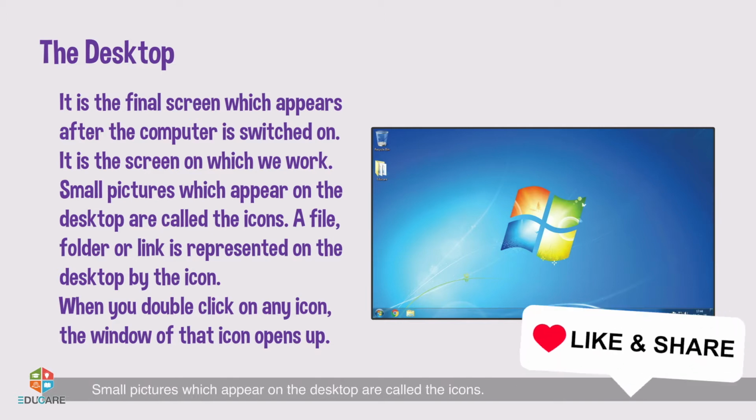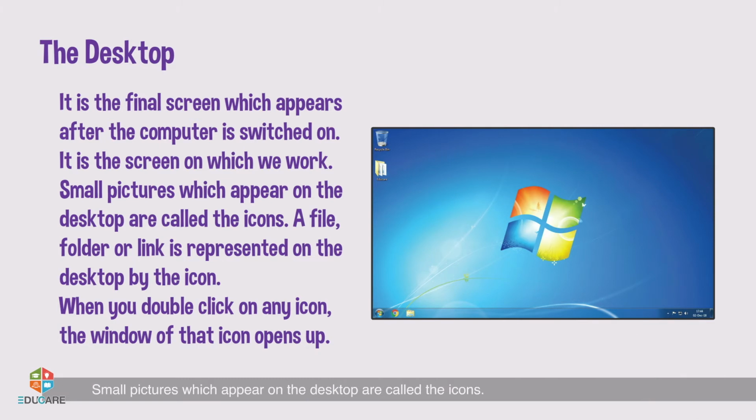Small pictures which appear on the desktop are called icons. A file, folder or link is represented on the desktop by an icon. When you double-click on any icon, the window of that icon opens up.